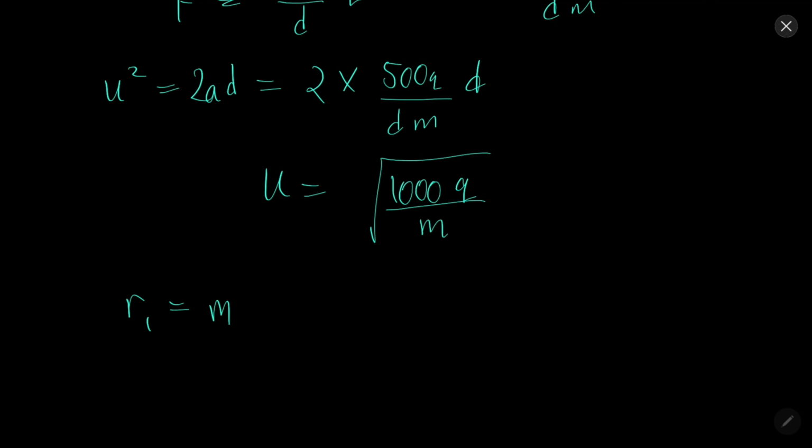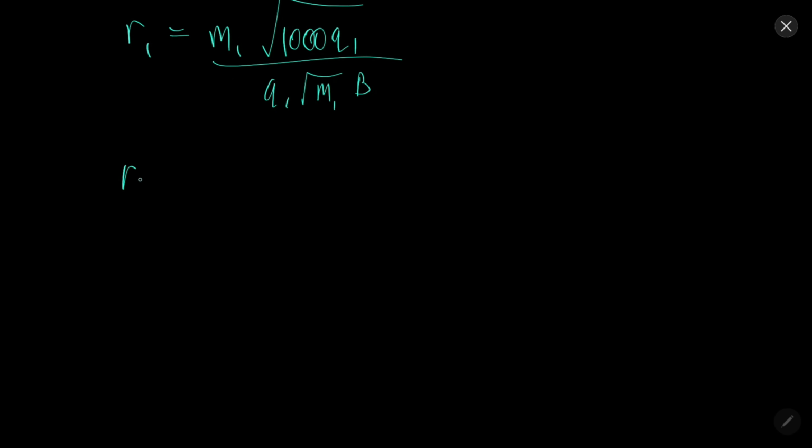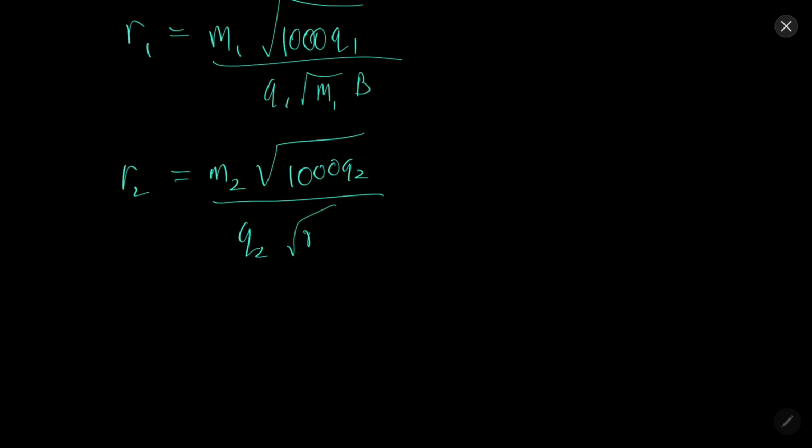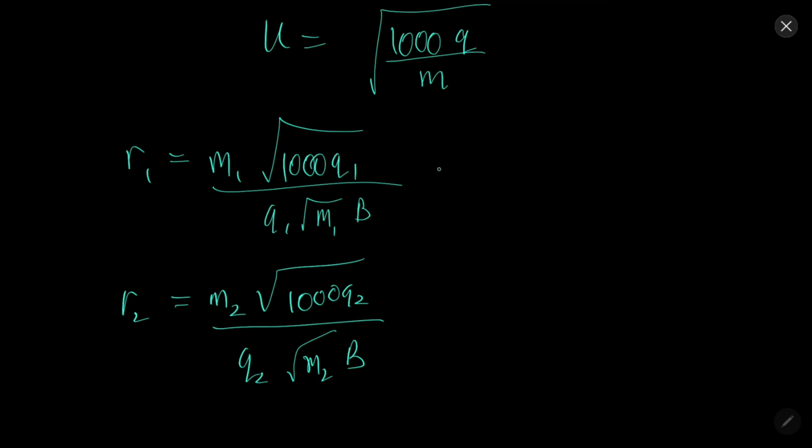R1 will come out to be m1 root 1000 q1 over q1 root m1, and R2 will be m2 root 1000 q2 over q2 root m2. Putting everything, we will find that R1 will be 1.19 into 10 to the power minus 2 meters, and R2 will be 1.20 into 10 to the power minus 2 meters.